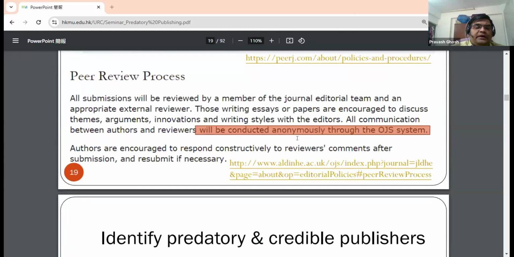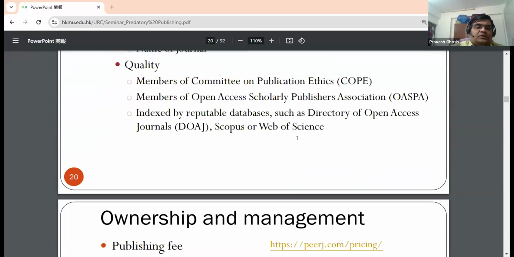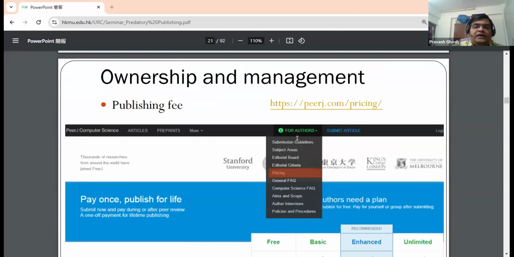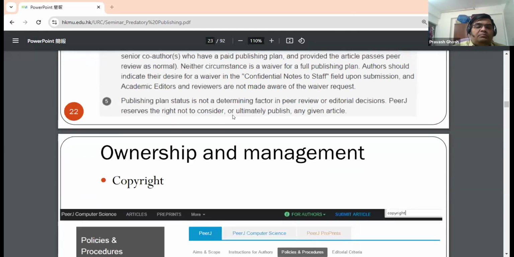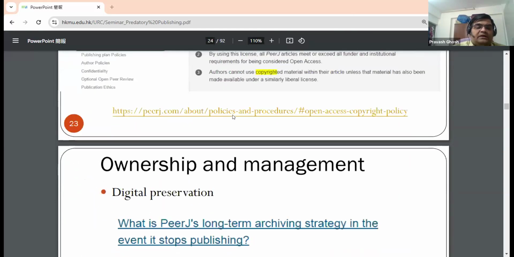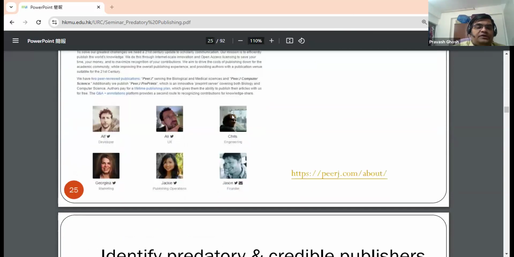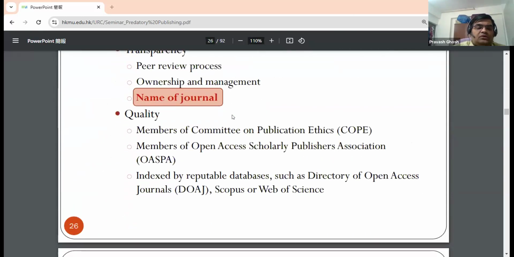So peer review process, quality, publishing fee, very important. They will ask you for a publishing fee, right? But not all publishing fees are bad. Some publishing fees are good, some are not so good.